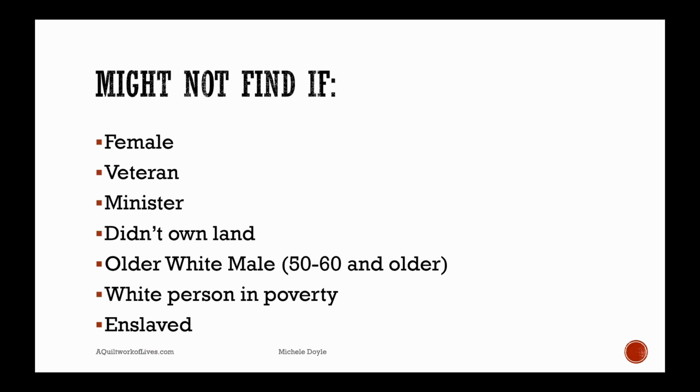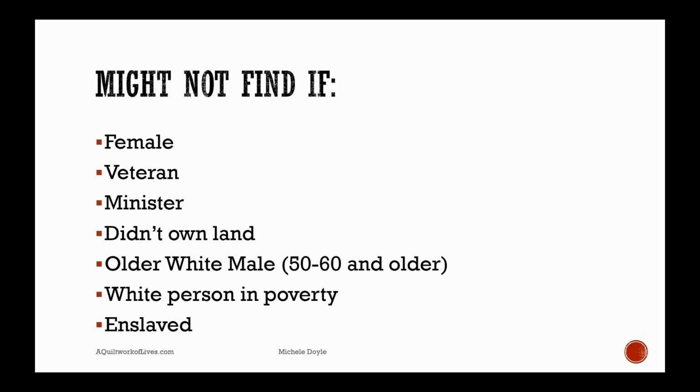Ministers didn't own the property. The church owned the property. So you might find the church paying some sort of a property tax or some sort of something tax, but you may not find the minister. If they didn't own land, if they were sharecroppers or renters or leasing or traveling around the country and they didn't own land, you're not going to find them in a property tax.